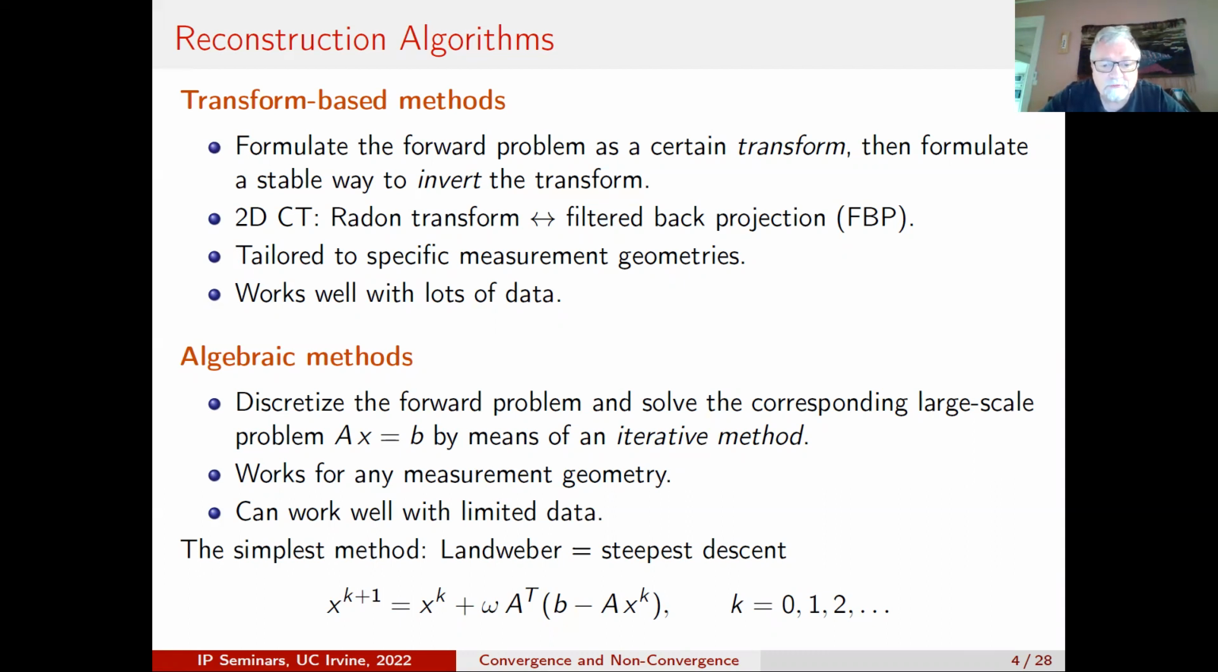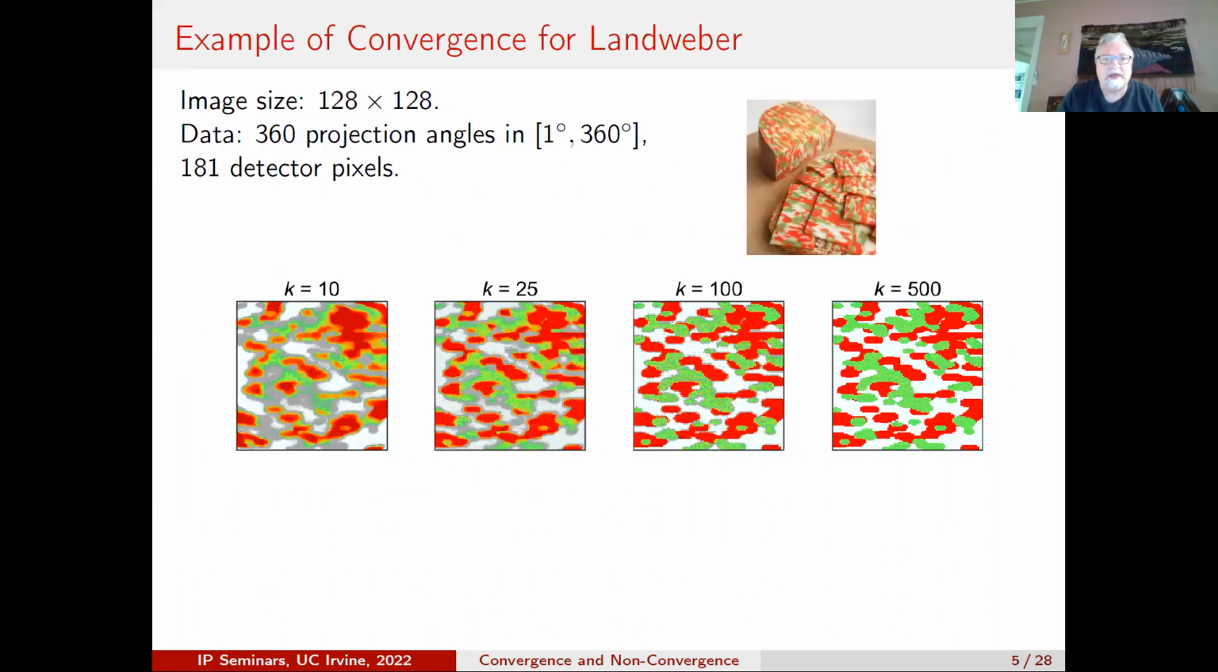here. So for this talk, the first part of the talk, I will basically think about the Landweber method that you see right there, the steepest descent method. There are many more sophisticated methods, but this will be good enough to illustrate the points I want to make about convergence. So let's stick with that.